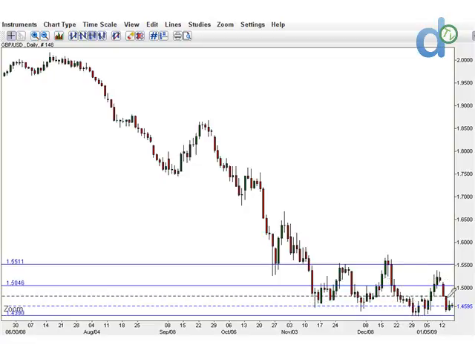So we're kind of ranging at the moment. What I would advise is just some hedging positions. Nothing that serious, day trading, in and out kind of stuff. That's what I would recommend at the moment.